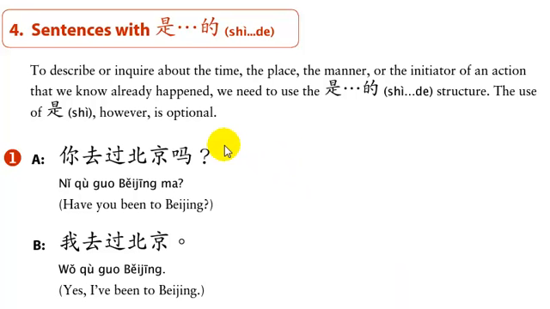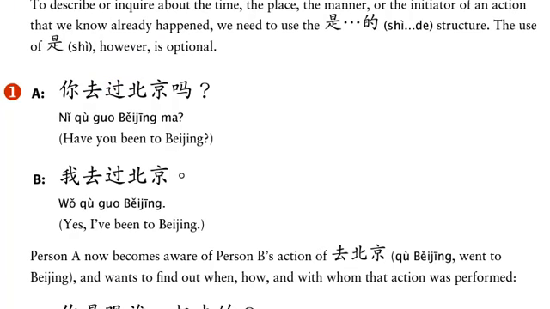Okay, here is a structure that's a little complicated simply because it's quite different from English. Sentences with 是...的. Let's take a look at the introduction here. To describe or inquire about the time, place, or manner, or the initiator of an action that we know already happened, we need to use the 是...的 structure. The use of 是, however, is optional. So let's take a look, and you'll remember we saw this in the dialogue.